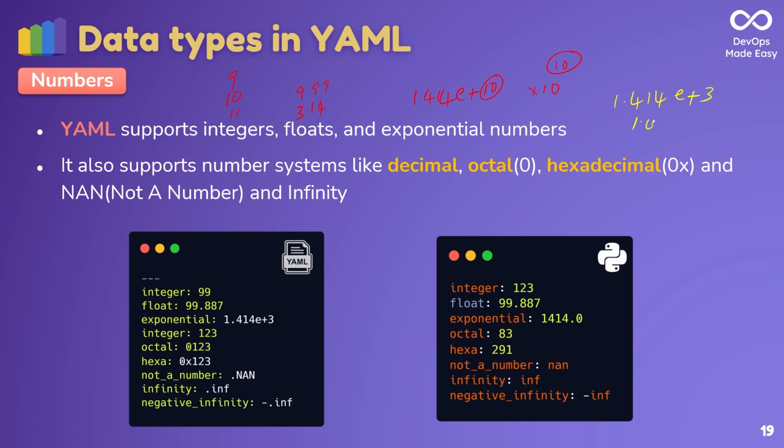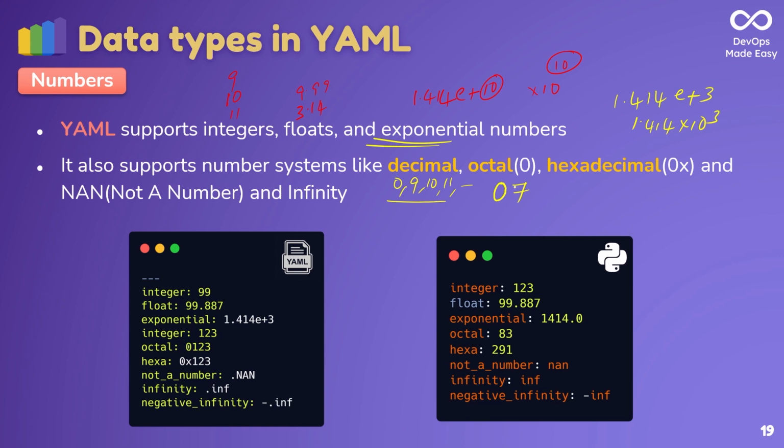That means 1.414 times 10 to the power of 3. So this is about the exponential part. I can also have decimal numbers, starting from 0 to 9, 10, 11, 12, and so on. And I can have octal values. Octals have to be indicated starting with 0, so if I have to indicate 7, it should be 07.